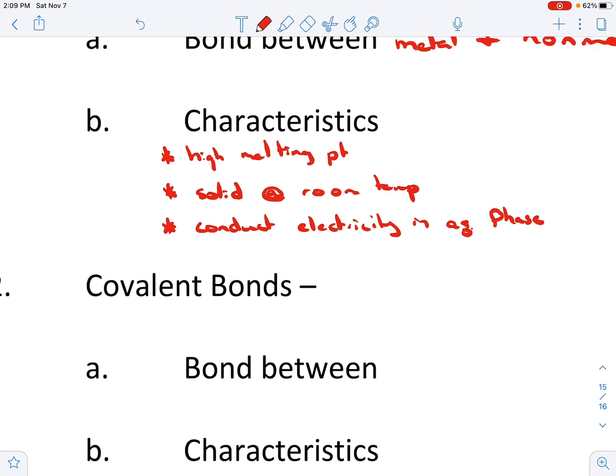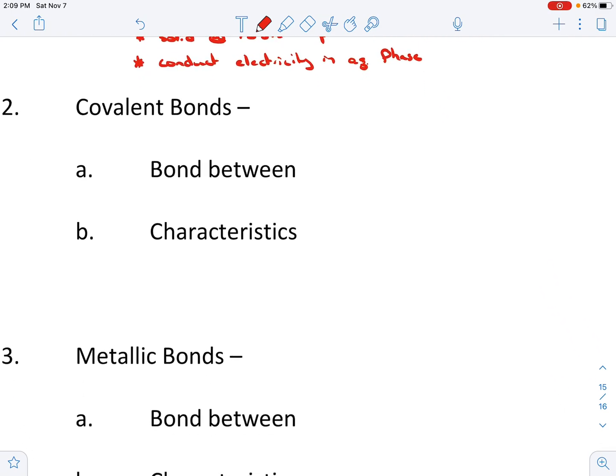So now we go on to our covalent bonds. Covalent bonds, remember, are the sharing of electrons. This is where our electrons are being shared. This is a bond between nonmetals. So these are our nonmetals. Characteristics here: they tend to be gases or liquids, and that's because their bonds are so very weak that they don't stay together very well.